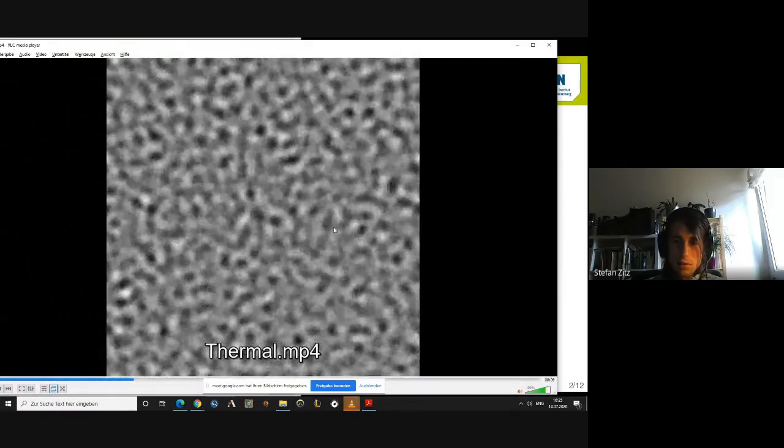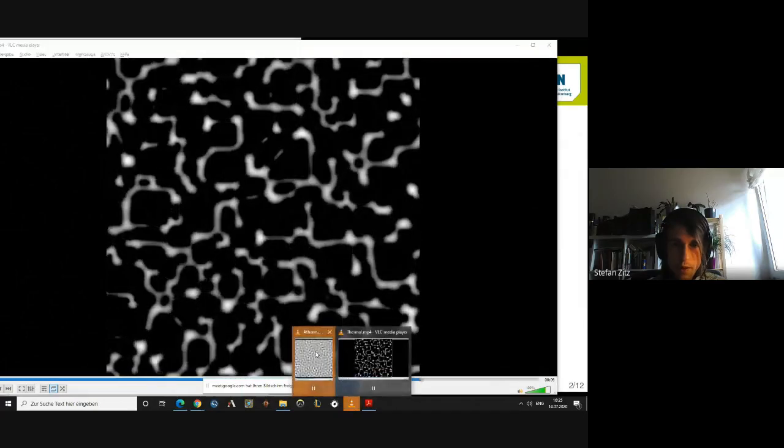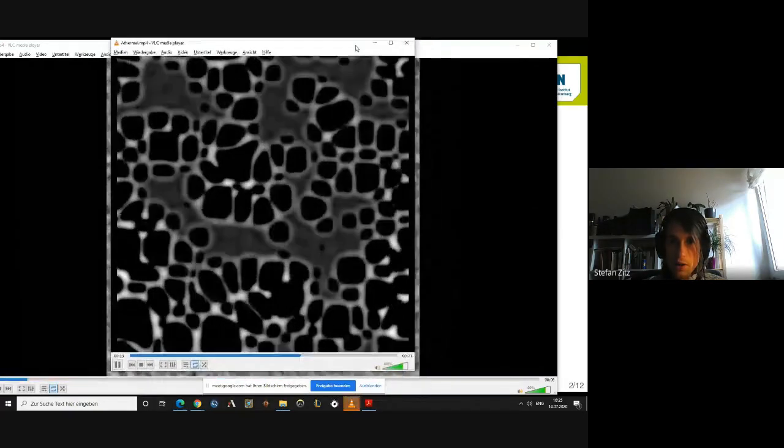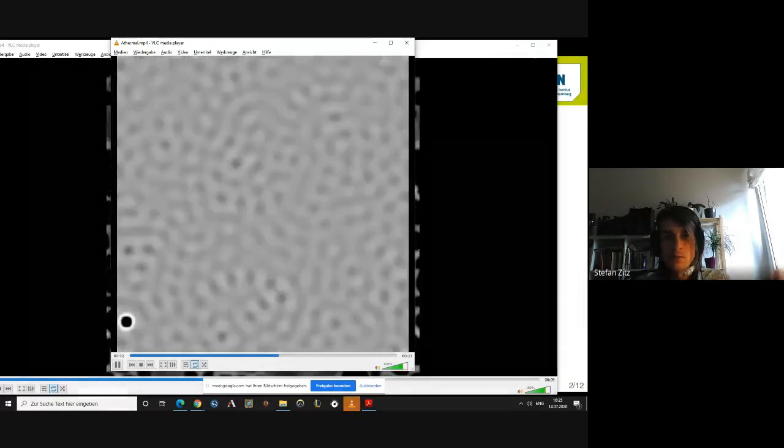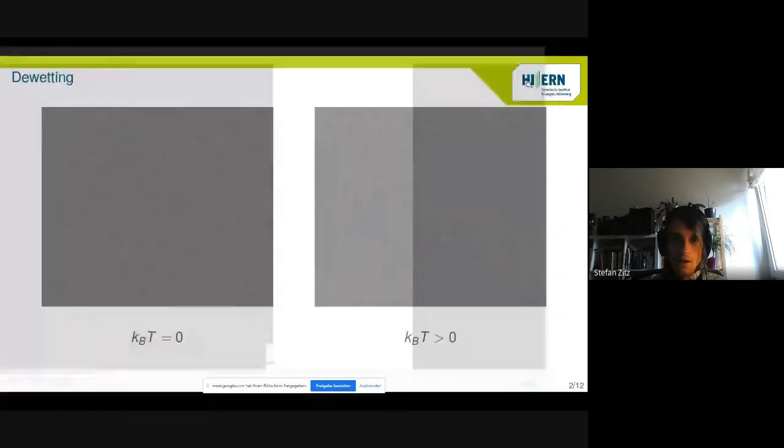I'll show you only the thermal. You see that this is noisy, and all the time noisy, and then ruptures really fast. So this is on a very short time scale, and the whole video is just 9 seconds. While in the case of the athermal simulation, I'll show it from the beginning. First of all, it flattens out because of the Laplacian, and this takes ages, until the pressure gradient drives away the perturbation, and it grows, and then it ruptures. But it's on a much longer time scale than in the thermal case.